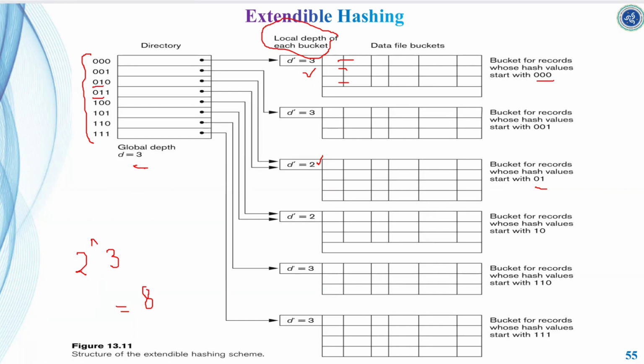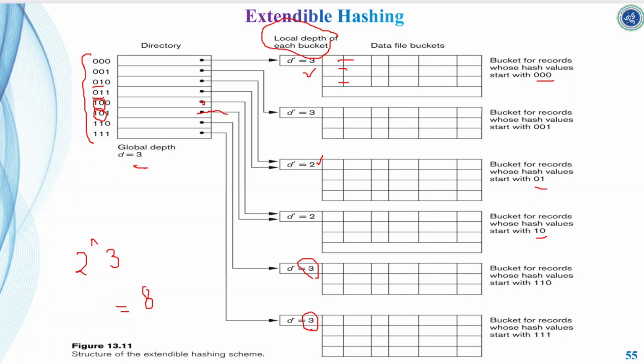Here also the value is 1, 0. The data is 1, 0 here, and again there is 1, 0. So the data that starts with 1, 0, from both pointers, is pointing to the same bucket where d prime is equal to 2. Here the number of bits taken is 3, and here this is also 3. Now I hope it is clear.